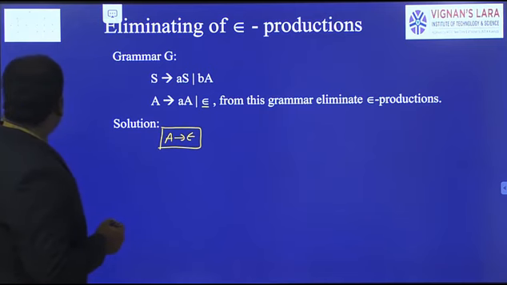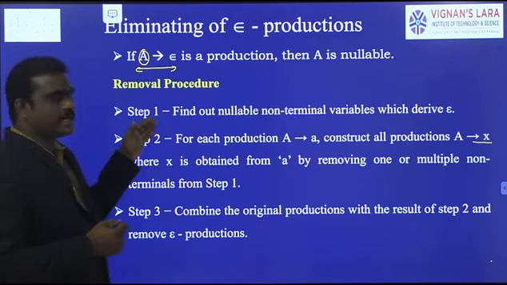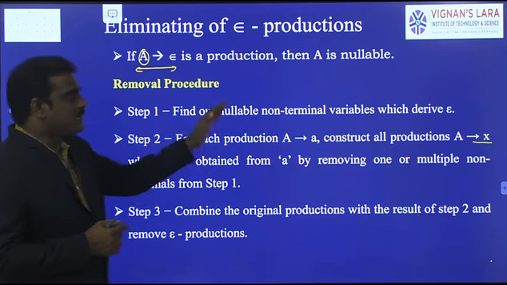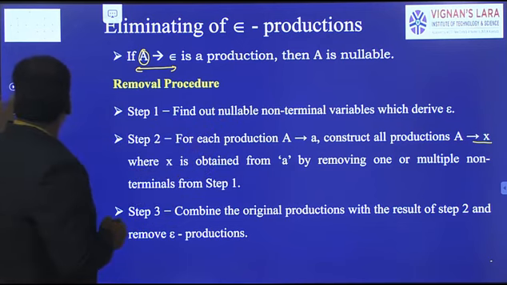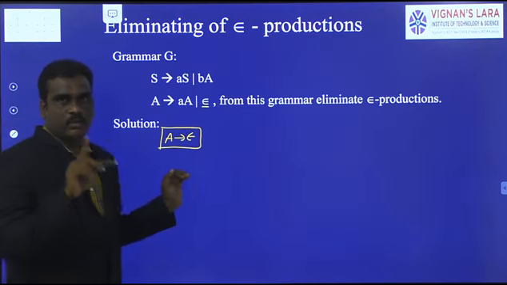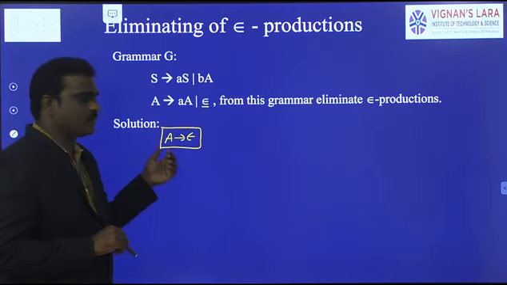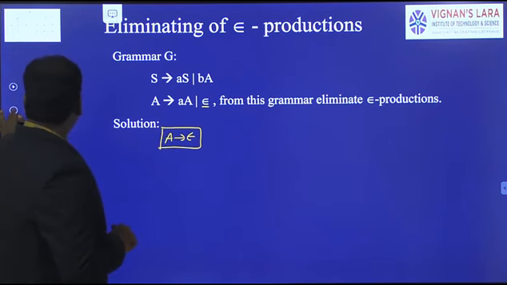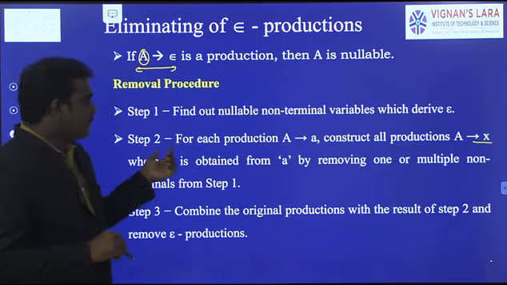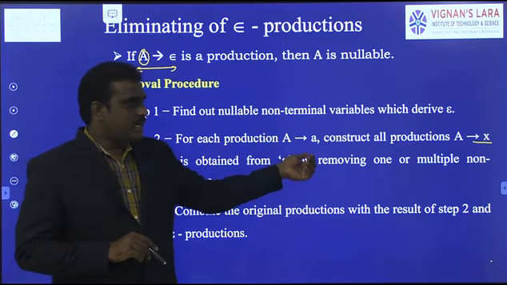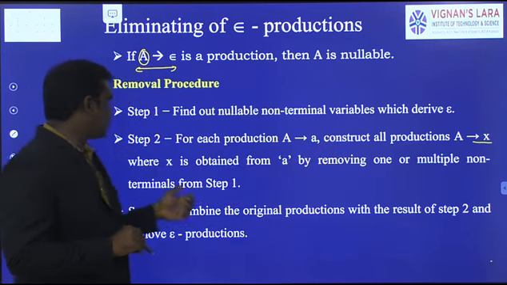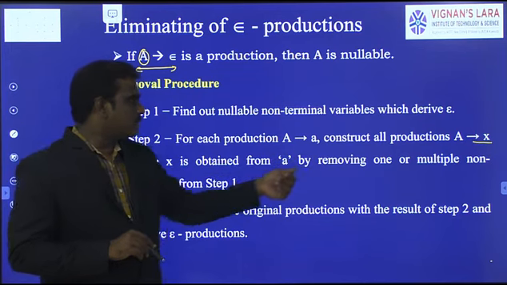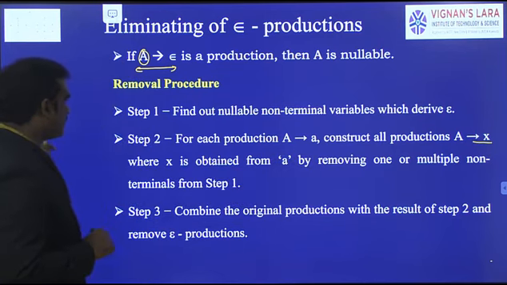So step 1 in the procedure is to find out all nullable symbols, all nullable non-terminal variables. Here we have only one non-terminal, that is A. So A to epsilon is a nullable production. And what is step 2? Second step: for each production A to α, construct all productions A to X, where X is obtained from α by removing one or multiple nullable non-terminals from step 1.